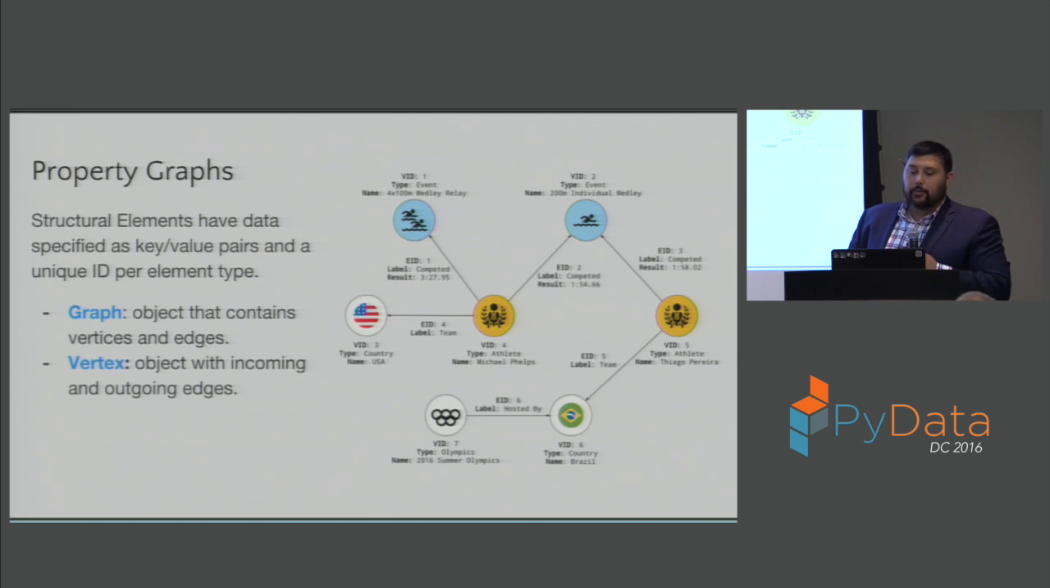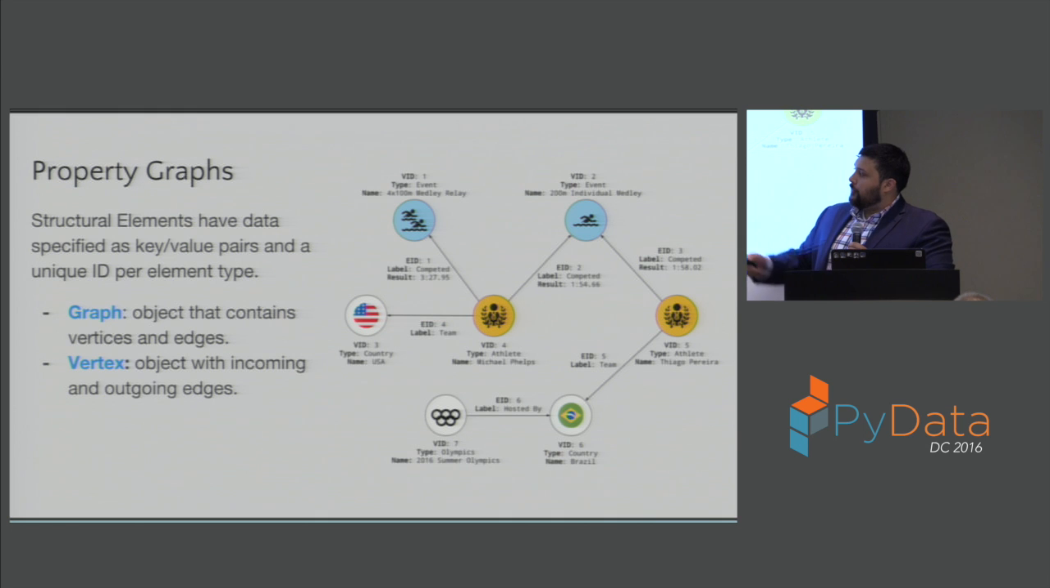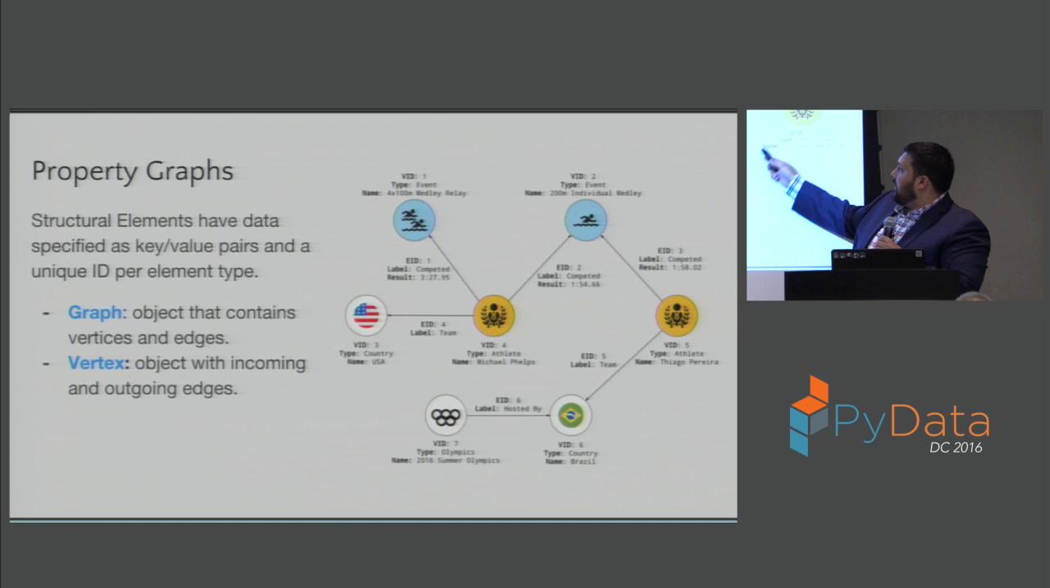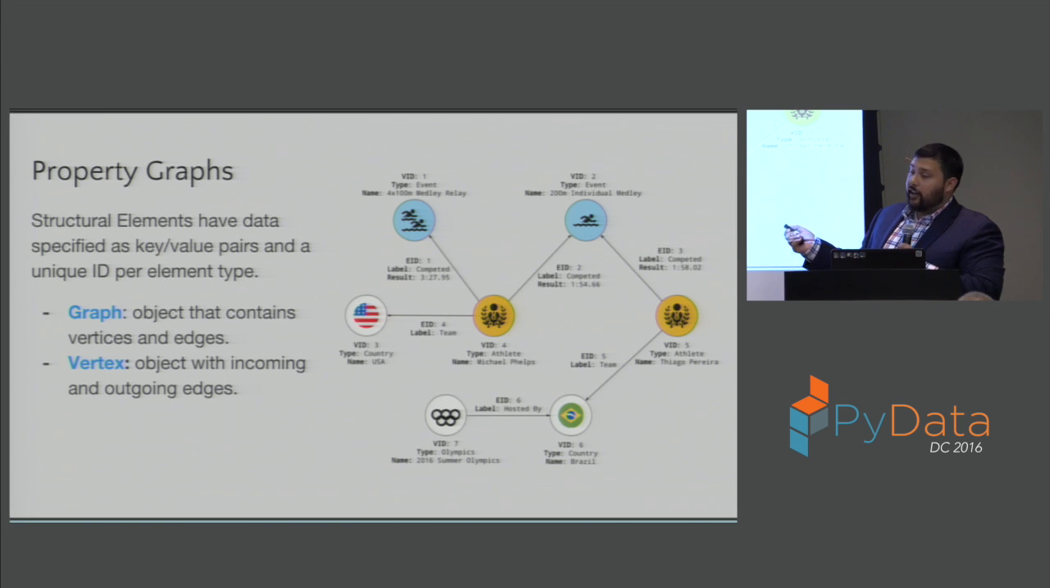The next two elements are probably a little bit more familiar. The vertex is an object with incoming edges. So if this entire image of the graph of the Olympics is the graph, then these circles are the vertices. And you can see that the vertices have incoming and outgoing edges. You can't really see the arrowhead there, but they have these connections to other vertices, and they also have key value pairs. So here's VID4. Every graph element has an ID, and then the type is an athlete, and the name is Michael Phelps. Here's a different type. This vertex is an event, and it has a name property and a unique index.